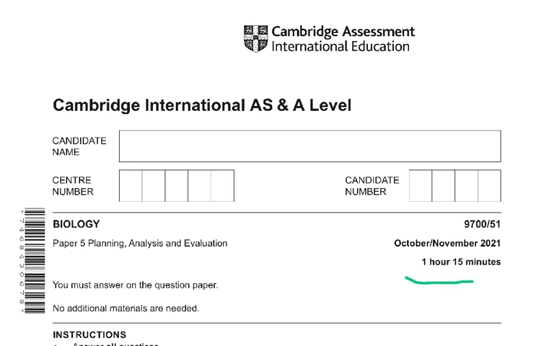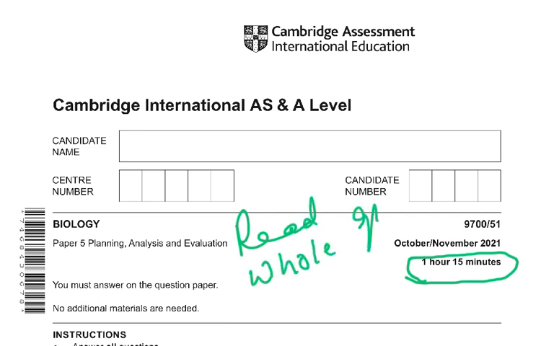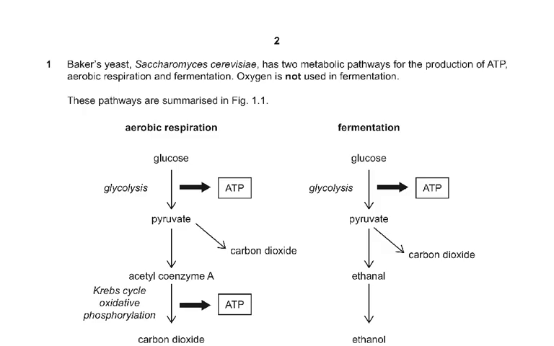As you all know, this paper is for 1 hour 15 minutes, and you need to be very careful. You need to read the whole question first and then start planning how you want to answer the question. This is a very important point because sometimes you start doing part A and then you realize that in part B they're asking something which you're writing here in part A. So please be careful about this.